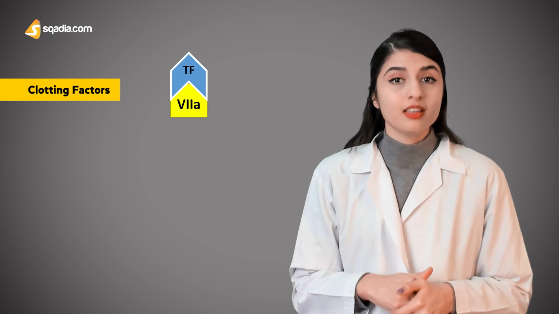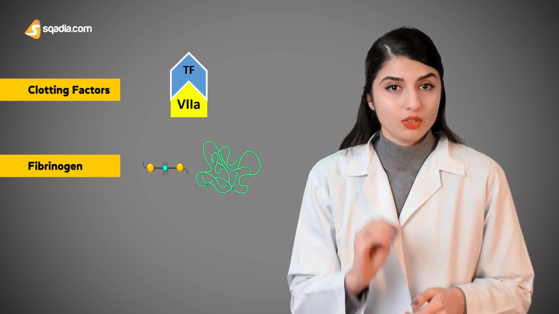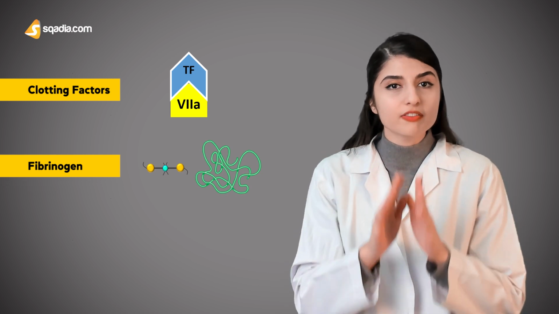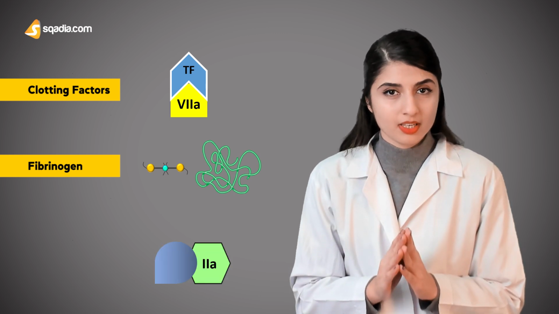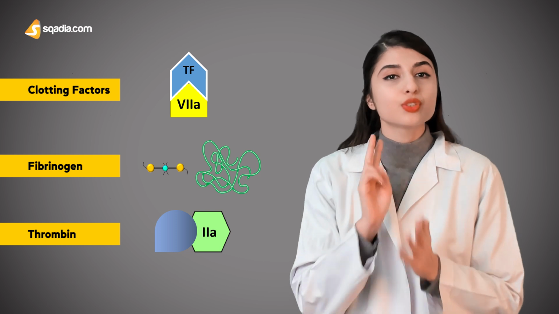Now, the second key player over here is fibrinogen, which is, imagine a glass-type structure that will cover this hole. And thirdly, we have the thrombin, or factor 2A. This will be the tool used to cut the glass, or the fibrinogen, in order to fix the hole.